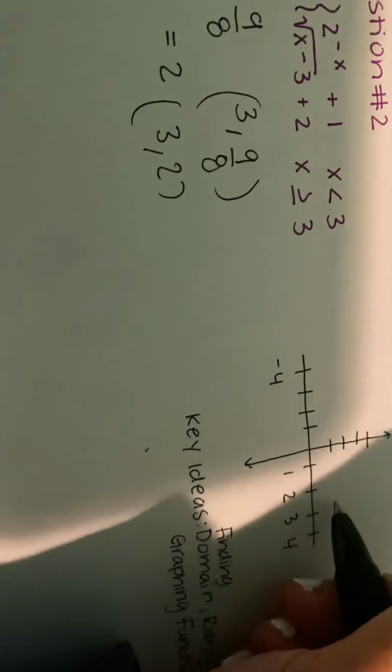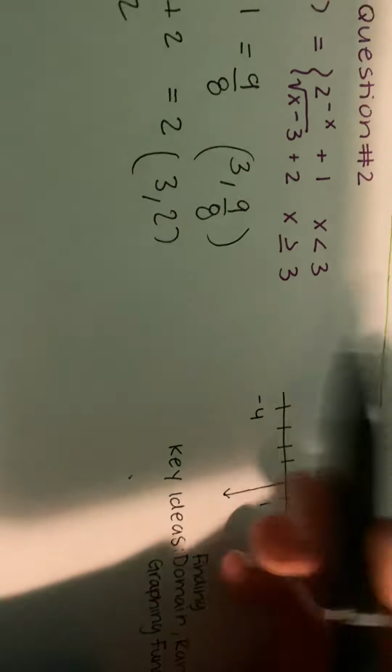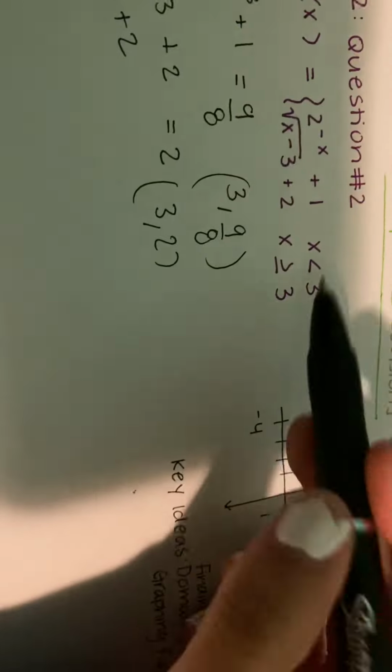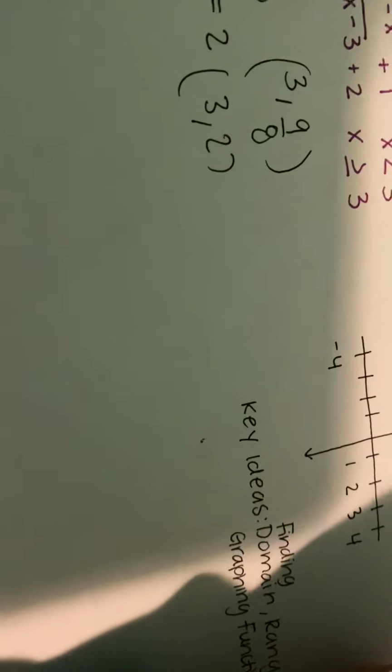9 over 8 is somewhere here. But since this is a less than symbol and it doesn't have the or equal to symbol, it's an open circle. And this one would be a closed circle at 3, 2. And it would go that way, and this one would go that way.